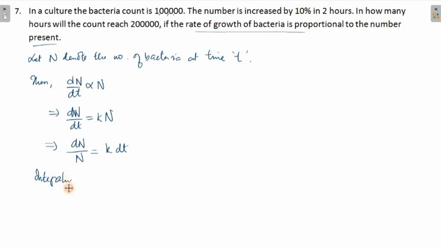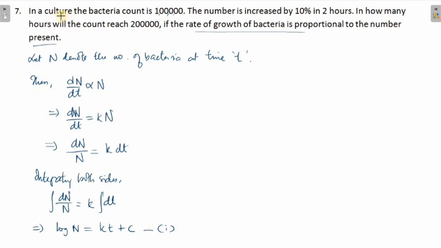Integrating both sides, so you get integral dn by n is equal to k integral dt. Okay, so all of you know this is log n. It's simple, it is kt, but we have to put a constant of integration, and let me call this equation number 1.